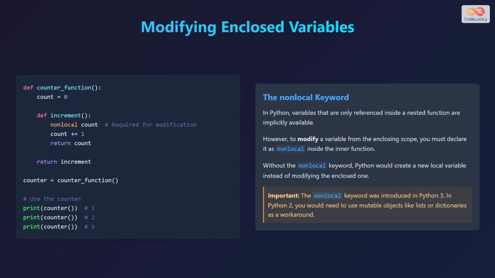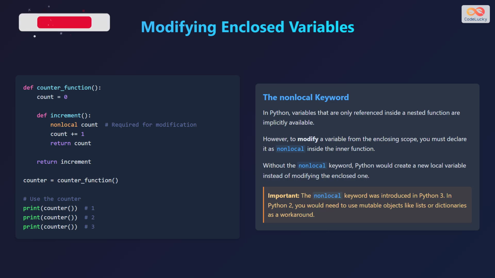Now let's see how to modify enclosed variables. Define a function counter function. Count equals 0. Define a function increment. Nonlocal count is required for modification. Count plus equals 1. Return count. Finally, return increment. Counter equals counter function. Now let's use the counter. Print counter, which results in 1. Print counter, which results in 2. Print counter, which results in 3.